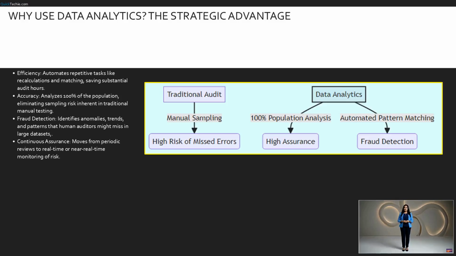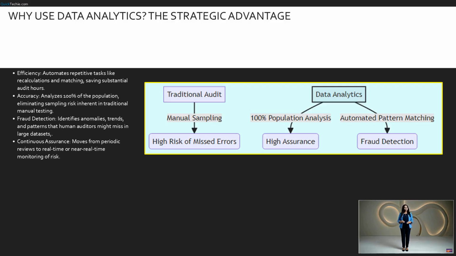Why should you invest time in analytics? First, efficiency. It automates the grunt work. Second, and more importantly, accuracy. Traditional sampling has a sampling risk, the risk that the sample doesn't represent reality. Analytics can test every single transaction, effectively removing that risk. Third, fraud. Fraud often hides in the noise. Analytics highlights anomalies and patterns that are invisible to the naked eye. Finally, it enables continuous assurance, allowing us to monitor risks as they happen, not 6 months later.